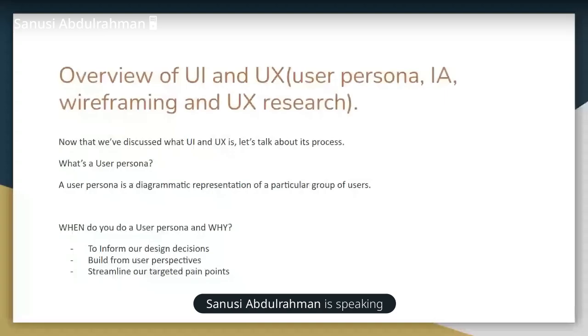UX deliverables in UI and UX are user persona, information architecture, wireframing and UX research. So now that we understand, let's talk about the process. For any design, there's a process, starting from empathize, define, ideate, prototyping, and you test your design. This five-step thing I mentioned is a design thinking process.